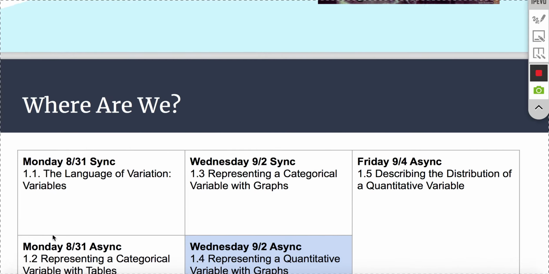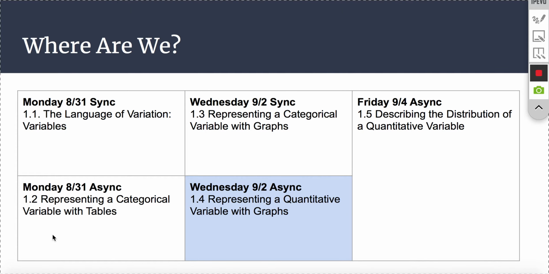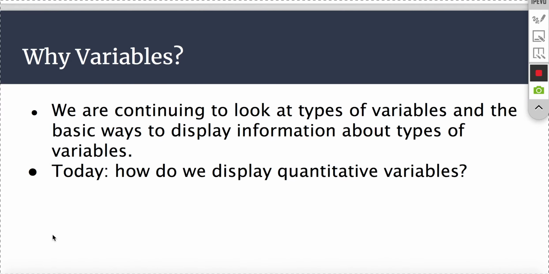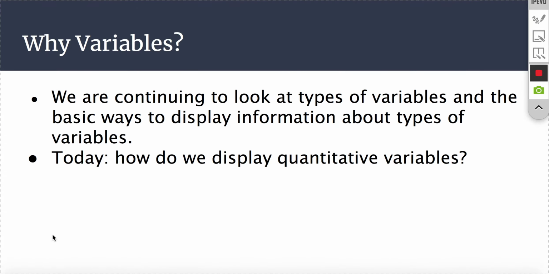So today is all about quantitative variable displays. We have spent part of this week looking at categorical variable displays, both in tables and in graphs. And today we start moving towards quantitative variables, those numeric variables. And right now in our Unit 1, we really are thinking about variables, this language of variation. Statistics is here to help us understand how things vary.